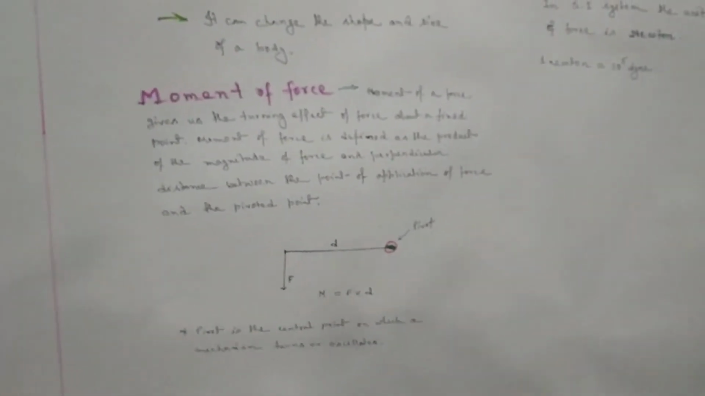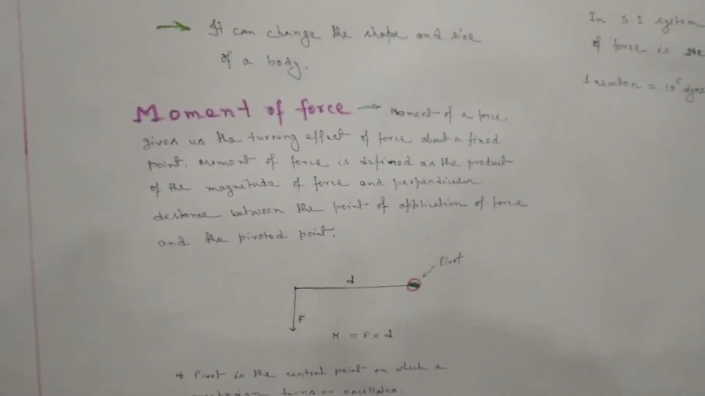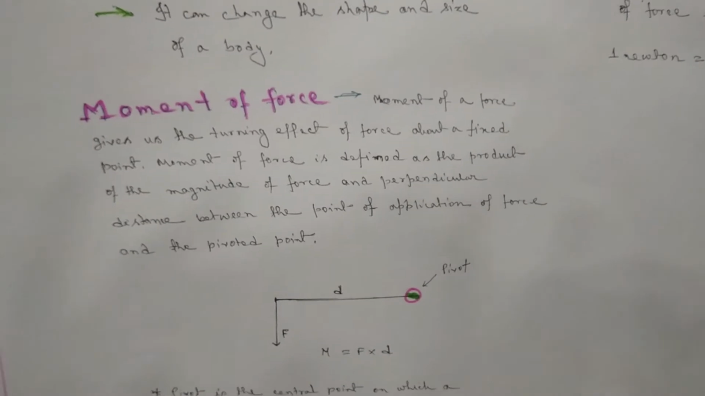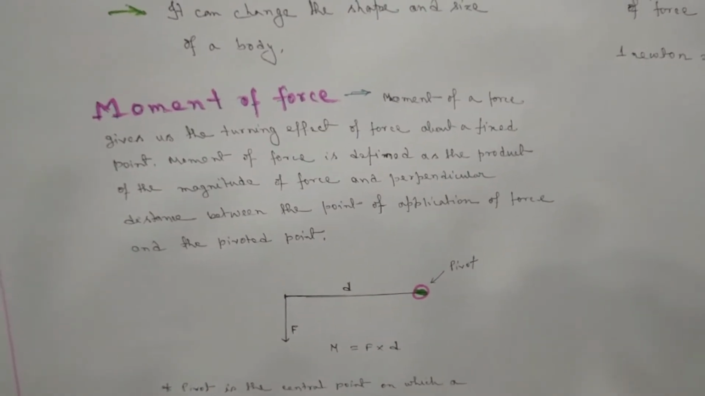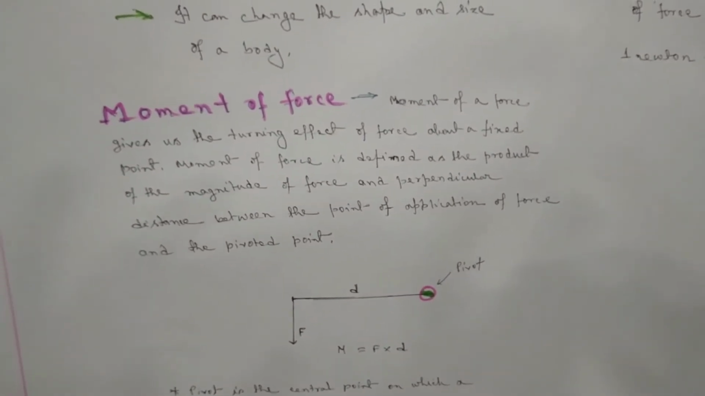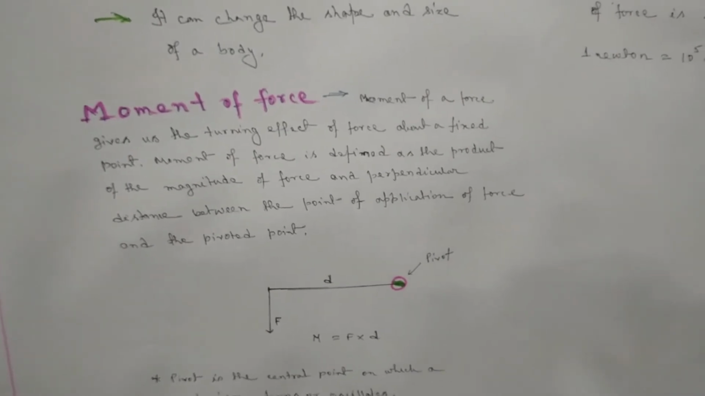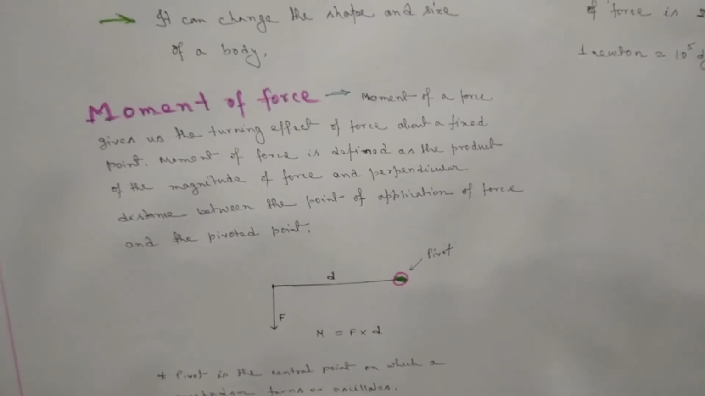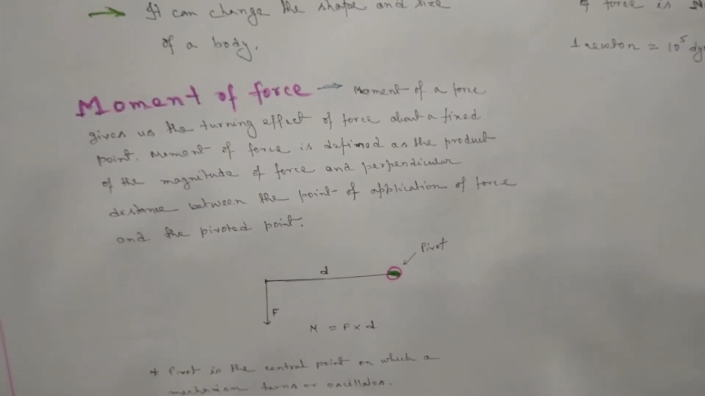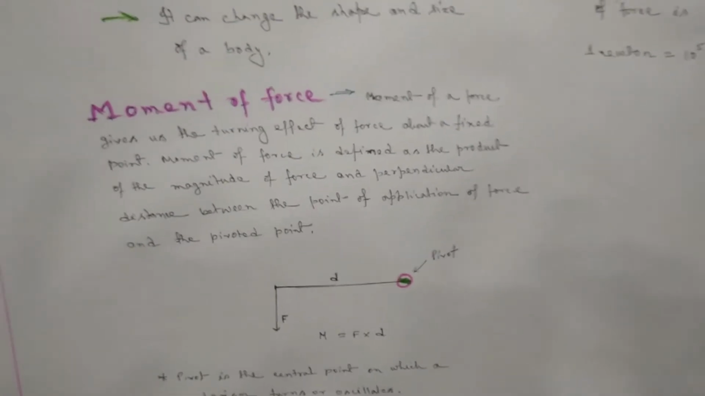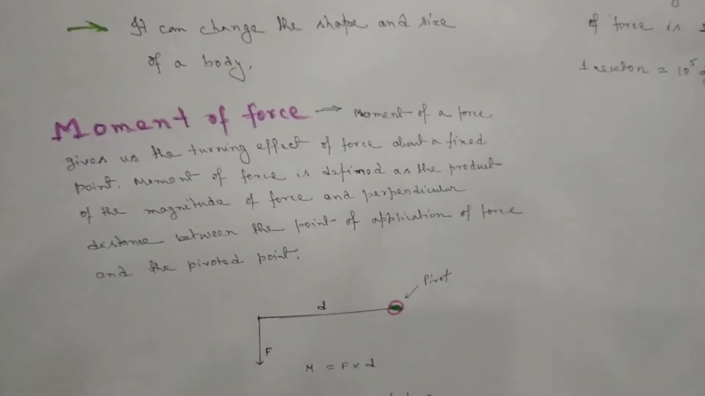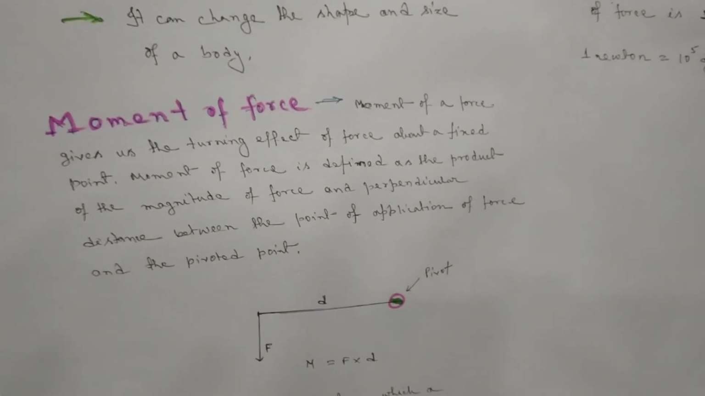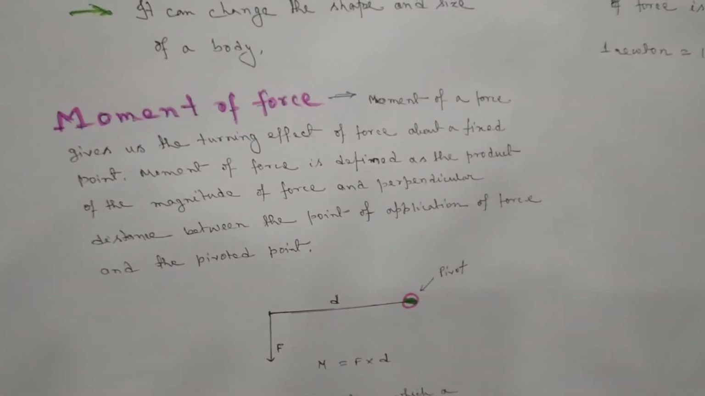Now, the moment of force. Moment of force gives us the turning effect of a force about a fixed point. Moment of force is defined as the product of the magnitude of force and perpendicular distance between the point of application of force and the pivoted point. That fixed point is known as pivot.